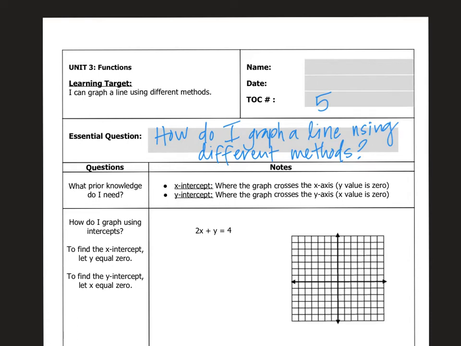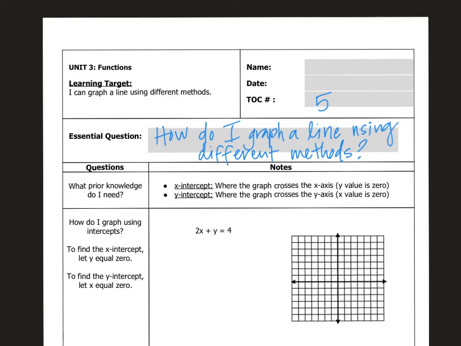Okay, some prior knowledge that you need before taking these notes is you need to know that the x-intercept is where the graph crosses the x-axis. It's important for you to note that y is 0 when it crosses the x-axis. And then the y-intercept is where the graph crosses the y-axis. So this is the opposite. The x value is 0 if we are at the y-intercept.